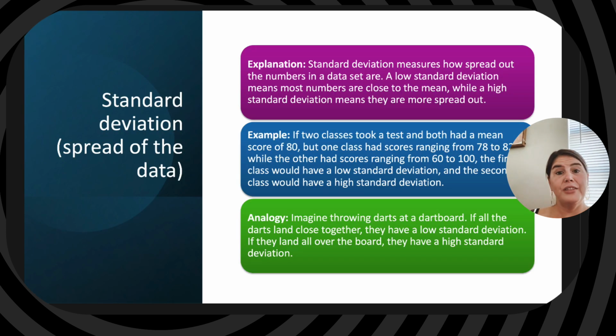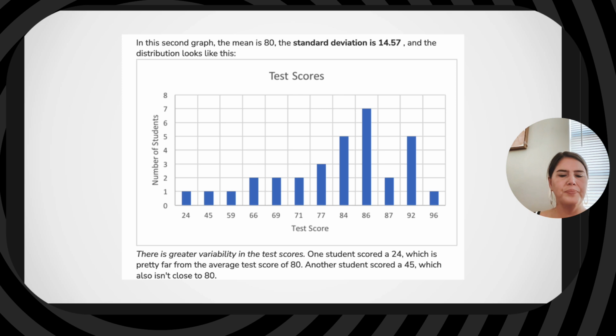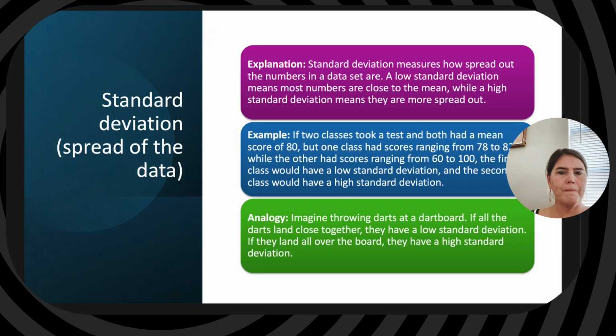Okay, so standard deviation. You have probably heard of standard deviation. If this is the mean, then one standard deviation above is above average, and two standard deviations above, you can be categorized as highly gifted. Same with looking down. But what is that? How do they get that line? How do they know what that standard deviation is?